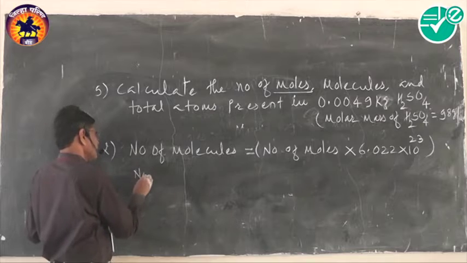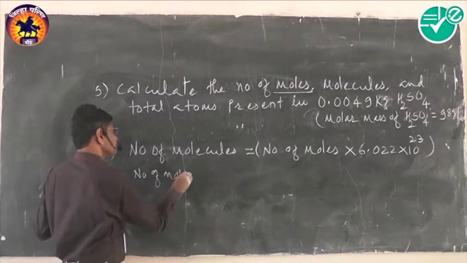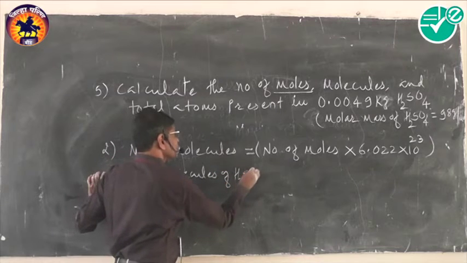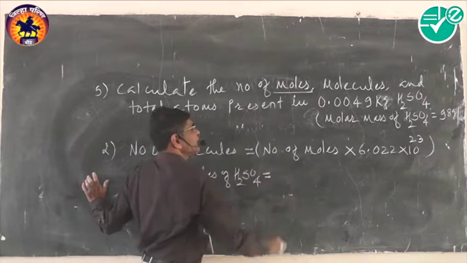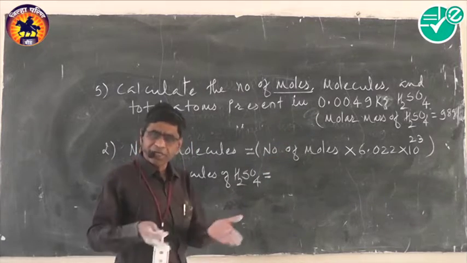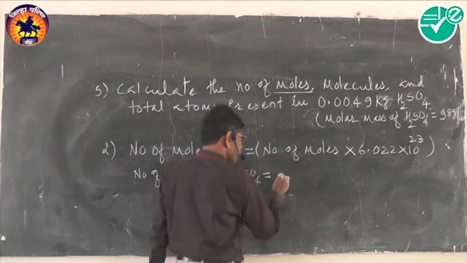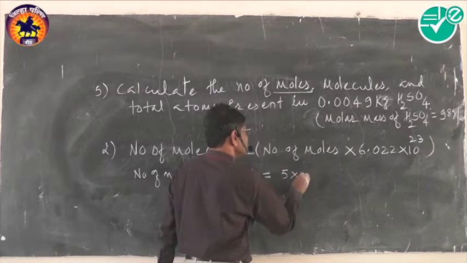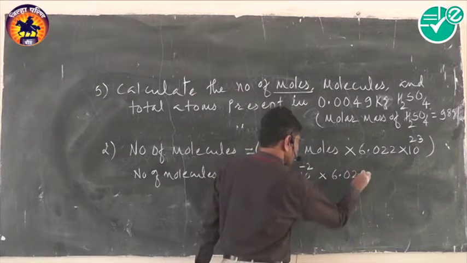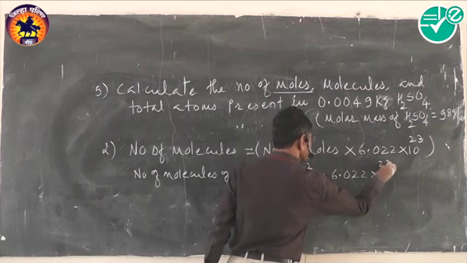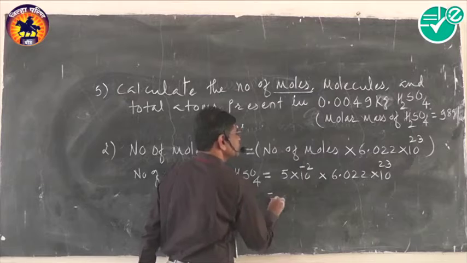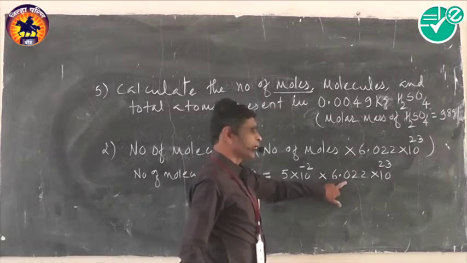And thus remember, the number of molecules of sulfuric acid is equal to the number of moles of sulfuric acid. Now the number of moles of sulfuric acid calculated is equal to 0.05. 0.05 means 5 into 10 raised to minus 2, into Avogadro's number, 6.022 into 10 raised to 23. And thus 5 into 10 raised to minus 2 into 6.022 into 10 raised to 23.